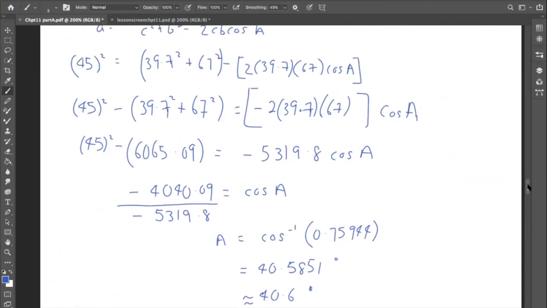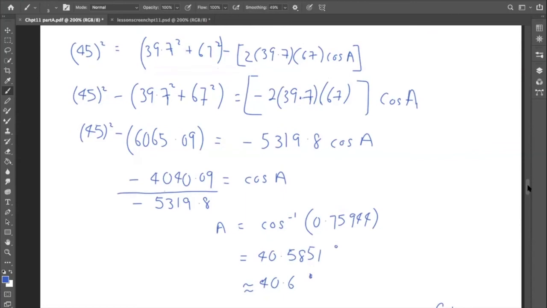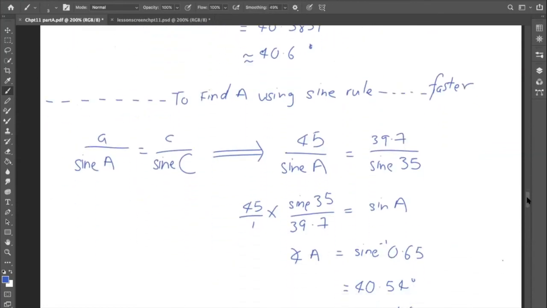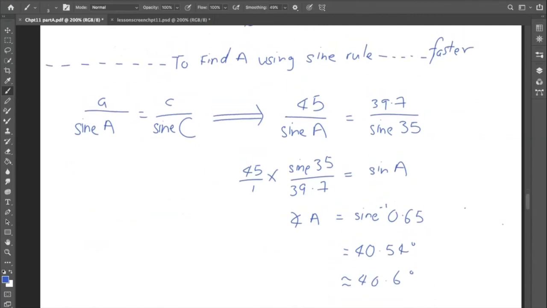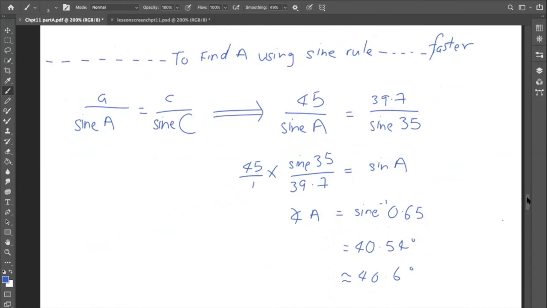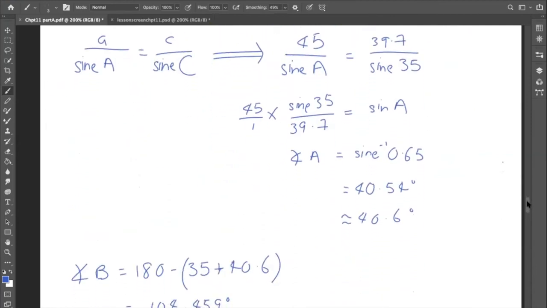You used cosine rule or sine rule to find A? Sine rule. Sine rule is much faster, because you only have a few options, and you already have the info, and then you just plug it in, you get 40.6 degrees. Either way, you will get the same value.